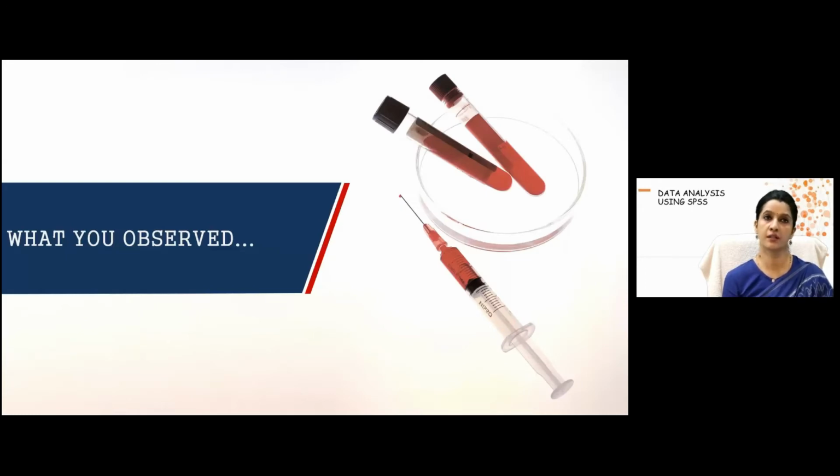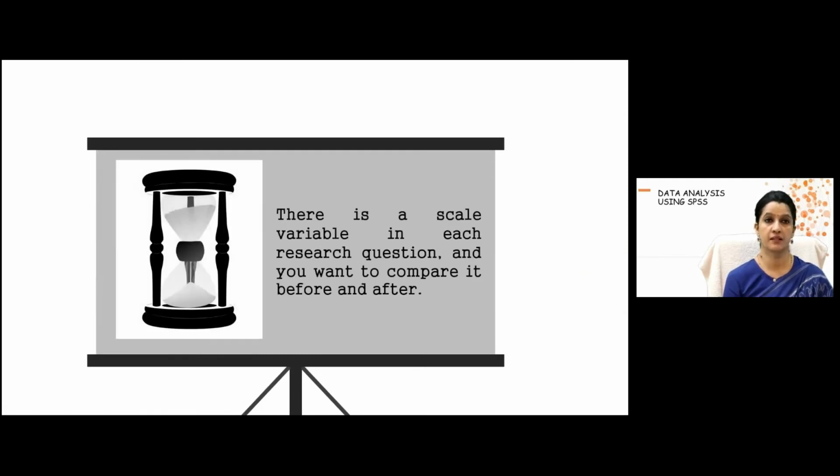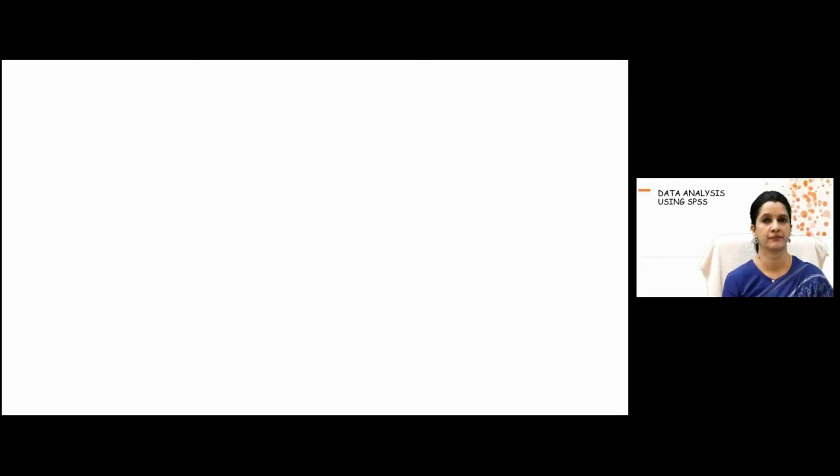So in all these research questions, what have we observed? We have seen that there is a scale variable in each research question, and I want to compare it before and after. Ma'am, I want to ask one thing over here. In the Likert scale example, we said Likert scale is an ordinal scale. Yes. So there are some papers which I read, they use ANOVA or Kruskal-Wallis or Mann-Whitney U test for Likert scale. How can we use paired t-test? Yes.